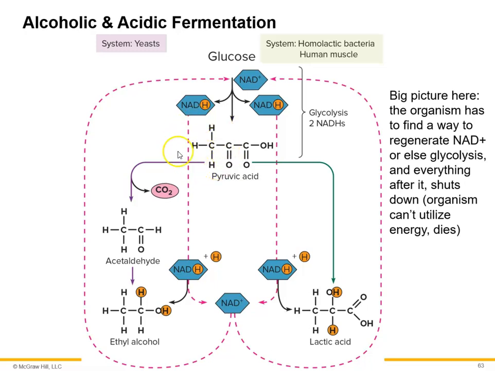Now on the left, we have the organism of yeasts. So what yeasts do is they take pyruvate, they form acetaldehyde out of the pyruvate, and then they form alcohol. And the way they do this is they take electrons from NADH, they oxidize NADH to NAD. Now, what's the purpose of this? The big picture is the organism has to find a way to regenerate NAD, or else glycolysis and everything that's after it is going to shut down. And when that happens, the organism can't utilize energy, it can't break down nutrients, and it's going to die.